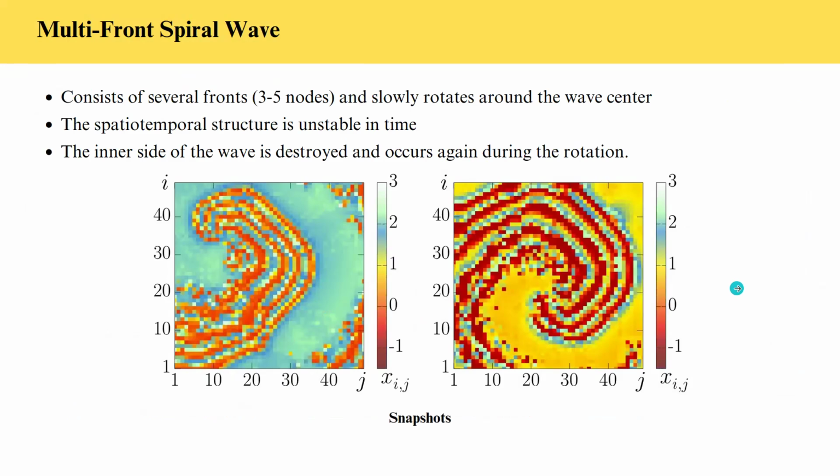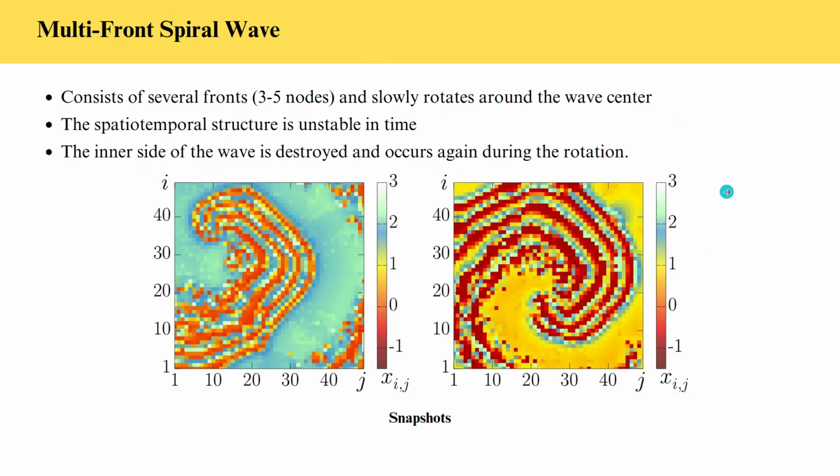Lastly, we observe the multi-front spatial wave regime. Here, the wavefront behaves similarly, but it consists of several fronts, typically 3 to 5 nodes. And here also the wavefront slowly rotates around the wave center. But the only thing is the spatiotemporal structure is unstable in time. We can see that especially the inner side of the wave is getting destroyed and occurs again during the rotation. Despite this difference, the features are very similar to the double front spiral waves.